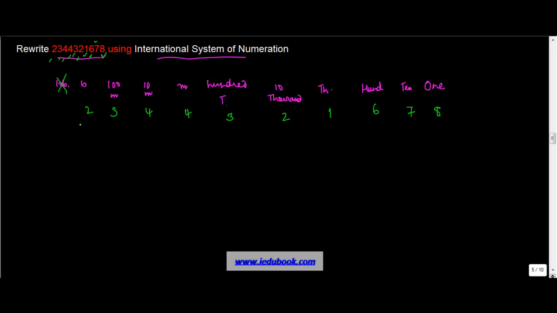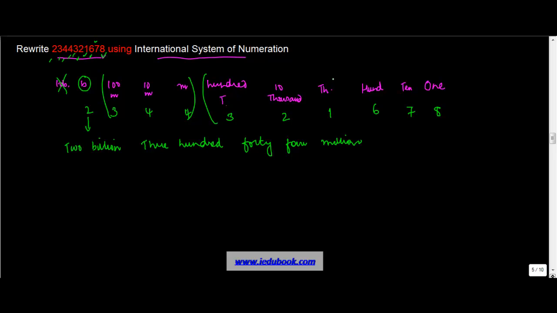So what have we got? We've got, how do you read this? This was what? Billions. So you read this as 2 billion. Okay. Then these three are millions. So how much millions are there? 344 million.